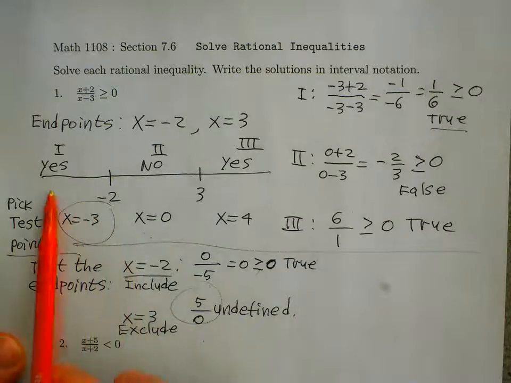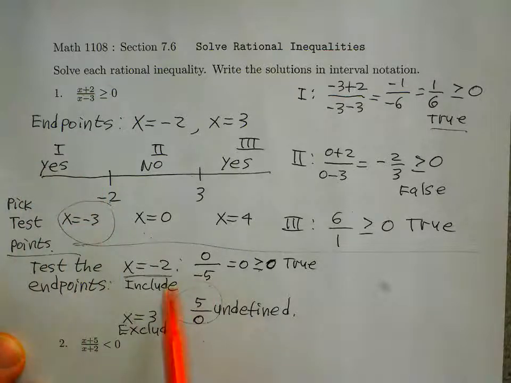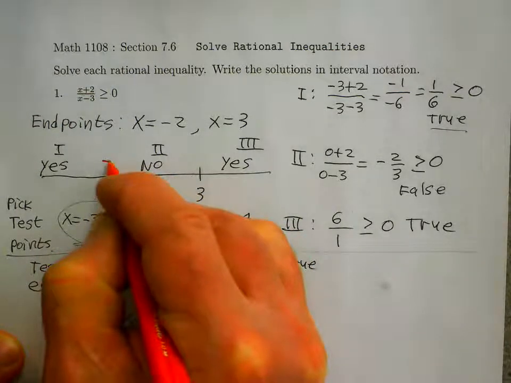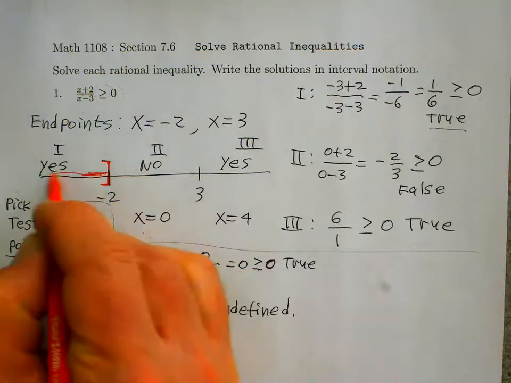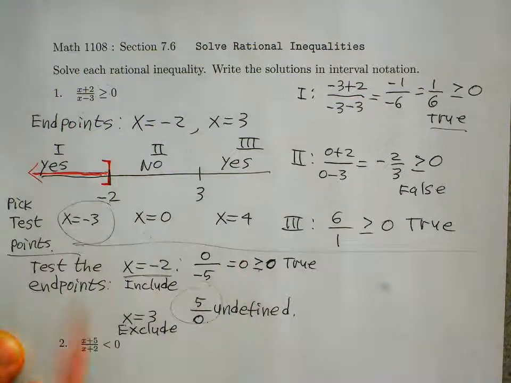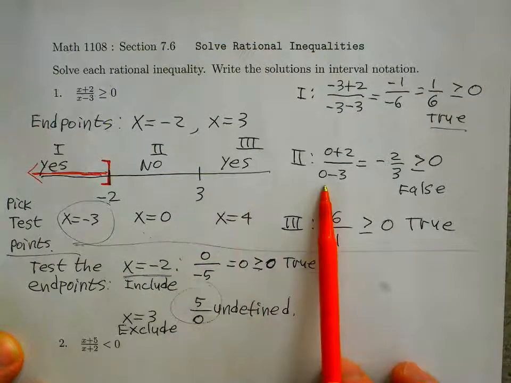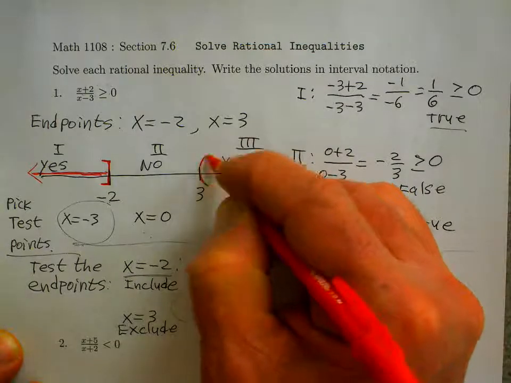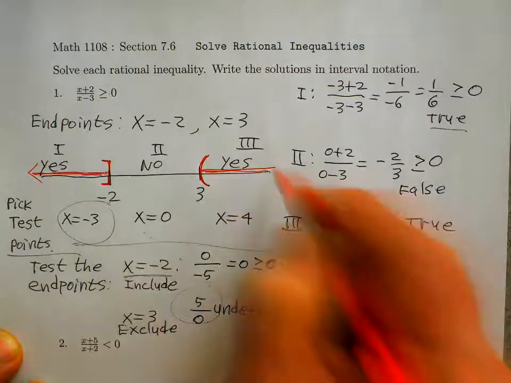Okay, graphing the solution set: from negative infinity to negative 2, and we're including negative 2. So graphically, we put a bracket that opens to the left of negative 2, and then we shade in the number line to the left. The other interval, from 3 to infinity, we're excluding 3. So instead of a bracket, we put a parenthesis to indicate that 3 is excluded.